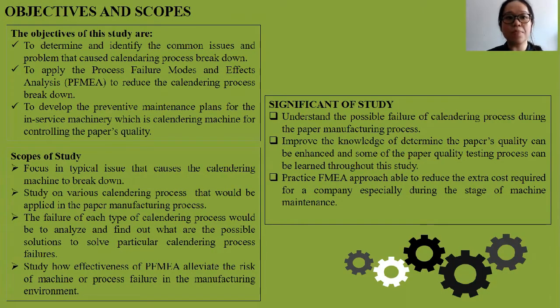For the objective and scope, there are 3 main objectives that have been identified. First, the objective of this study is to determine and identify the common issues and problems that cause the calendaring process breakdown. Then it is also to apply the PFMEA to reduce the calendaring process breakdown. And after that, it is used to develop the preventive maintenance plan for in-service machinery, which is the calendaring machine, for controlling the paper quality.